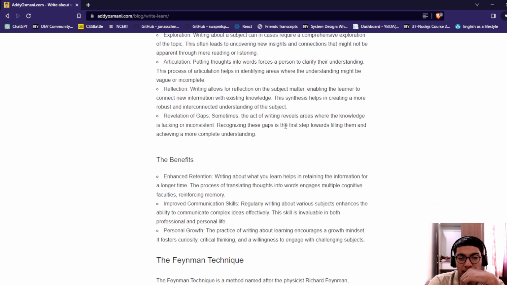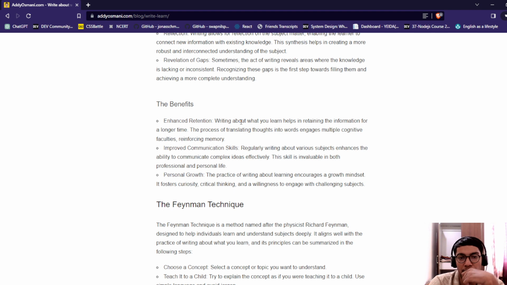Okay, the next benefit: enhanced retention. Writing about what you learn helps in retaining the information for a longer time. According to this point, when we force ourselves to write about what we learn, it helps us retain that information for a longer time.